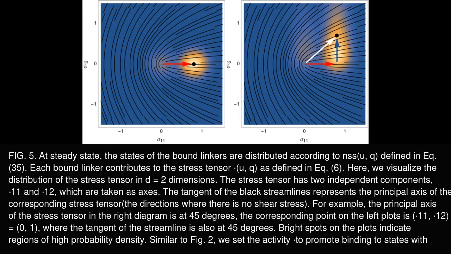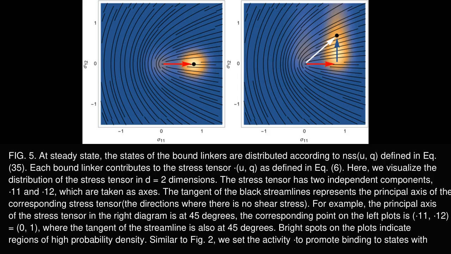Figure 5 visualizes the steady-state distribution of the stress tensor components produced by bound molecular linkers within 2 dimensions. The 2 independent components chosen for the axes are σ11 and σ12. The figure also features black streamlines that indicate the orientation of the principal axes of the stress tensor at each point, directions along which shear stress vanishes. For example, a point at (0,1) corresponds to a stress tensor with principal axes oriented at 45 degrees, which is reflected by the tangent of the streamline at that point.